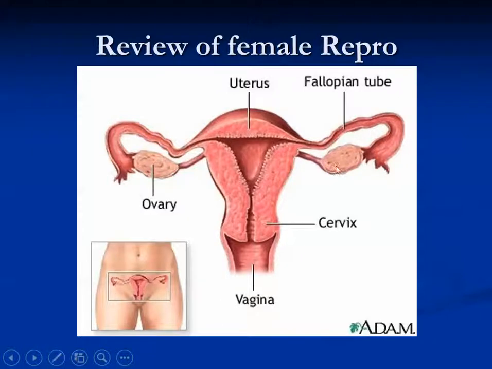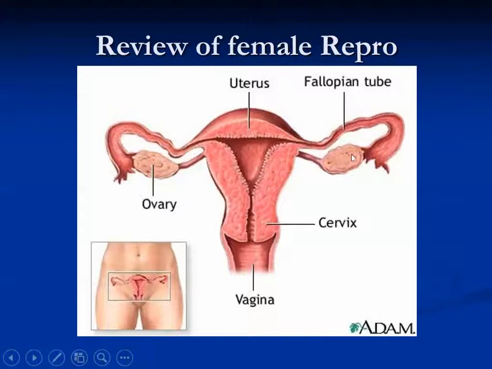And every month, a few of the ova race to become egg of the month. Everyone wants to be egg of the month, but only one wins. And hopefully you remember that the follicle cells produce a hormone called estrogen. And then hopefully you also remember that the LH surge causes the egg to pop out of the ovary. This is called ovulation. So the LH surge is what causes ovulation.